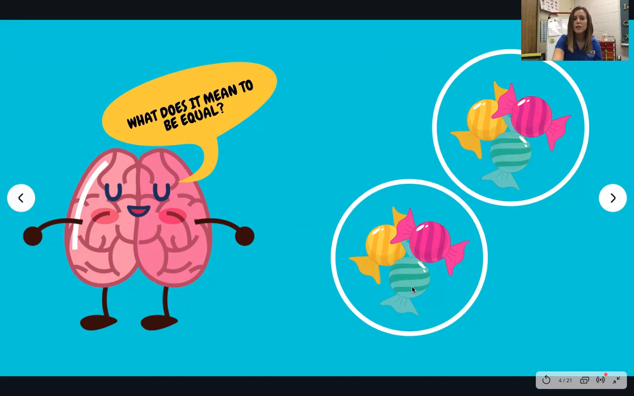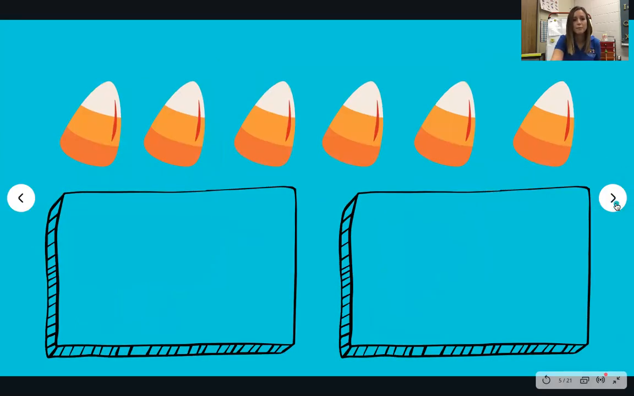You might want to find equal groups when you're trying to share things in a fair way. If I had all of these candies to share with a friend, it would only be fair if we had an equal number of candies. If I kept 5 for myself and only gave my friend 1, that wouldn't be fair because we wouldn't have the same number. Let's get a little bit more practice with making equal groups.